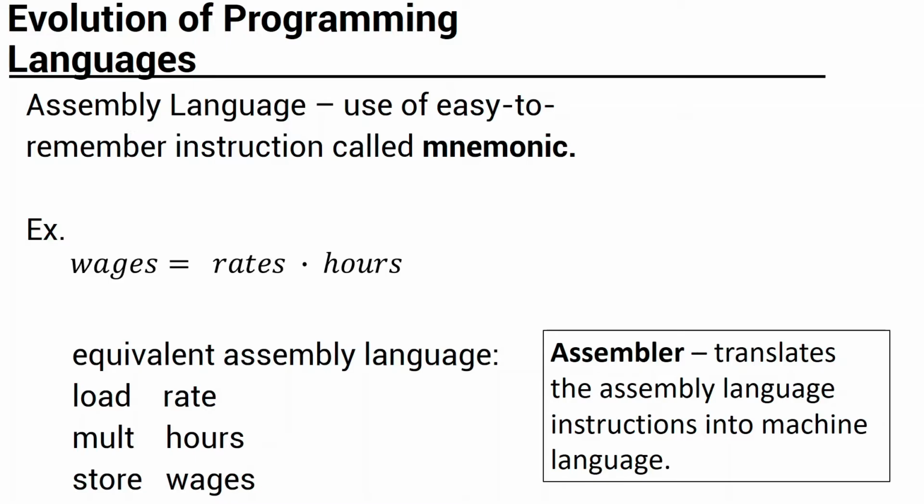That is why there is a need of a translator. We call that one assembler. Assembler translates the assembly language instructions into machine language. In assembly language, the programmer needs to familiarize codes which is still somehow the same as the machine language.